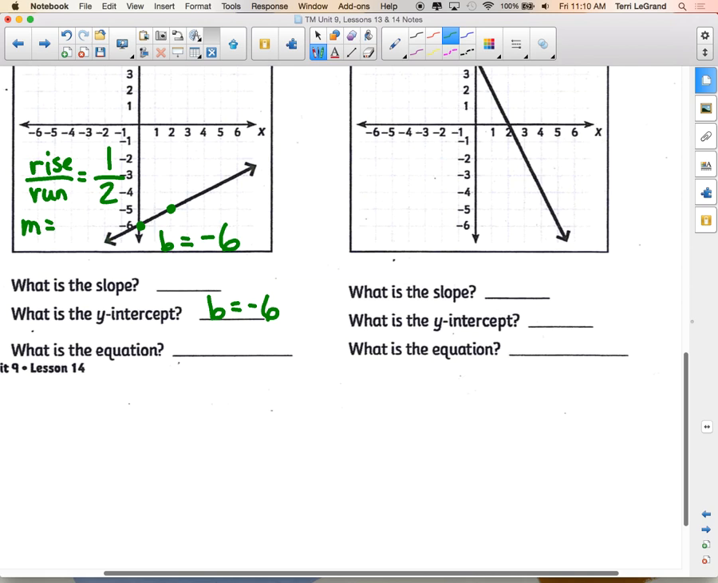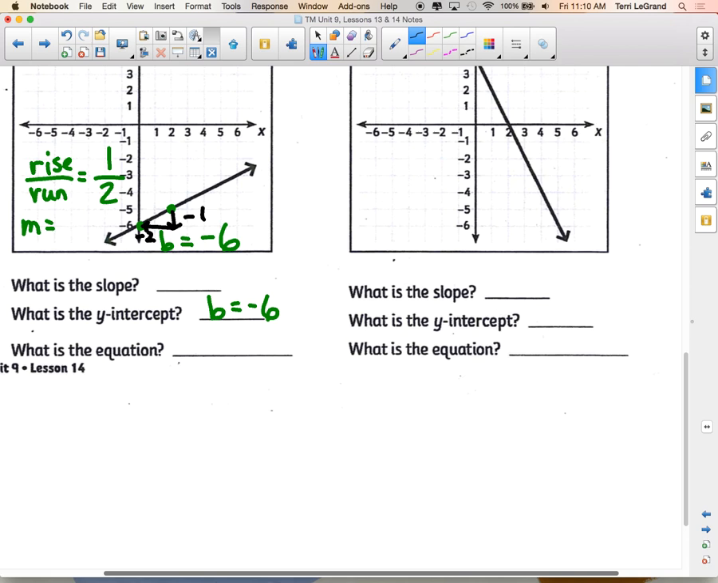Wait a minute. If you go left, would that be a +1? Let me show you what you're saying to me. You're going down 1. Am I right? And you're going left 2. What would that be? -2, wouldn't it? Because you're going in the negative direction on the x-axis.